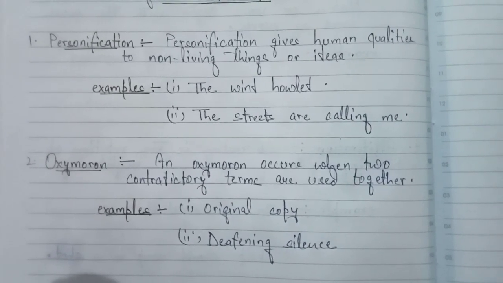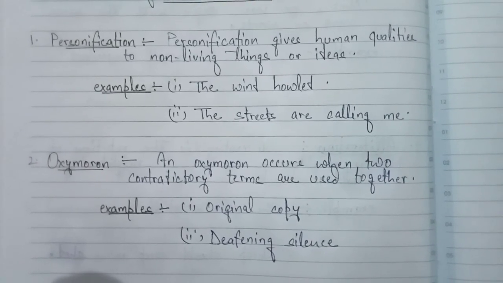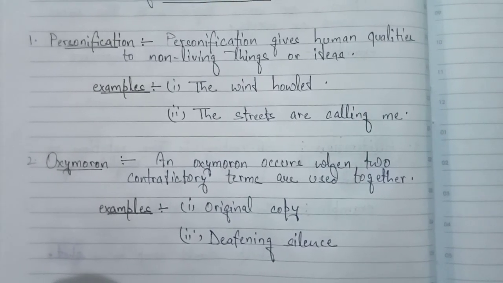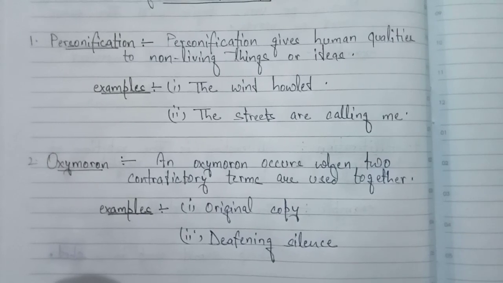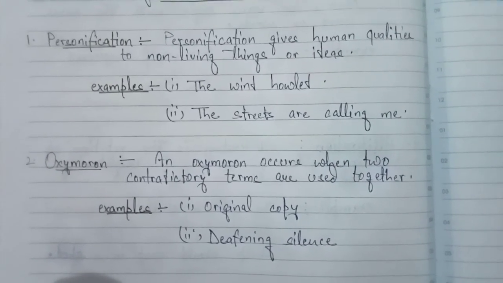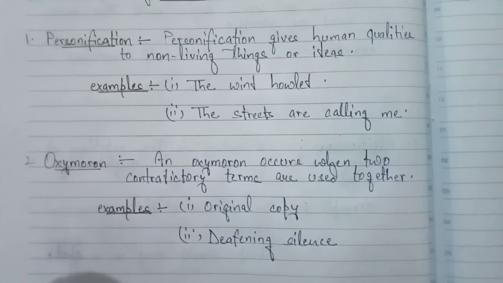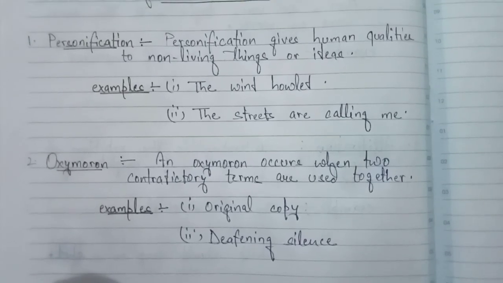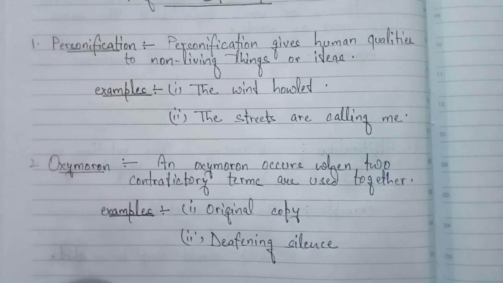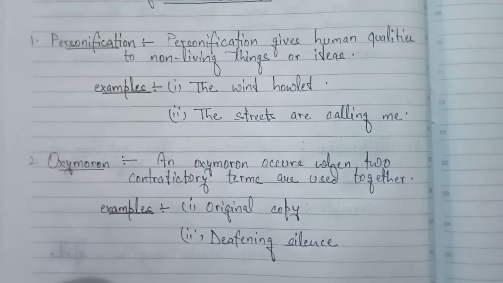Example number 1 is original, copy. Now, these two words are opposite to each other. Original means that there is no copy of a certain thing, of any particular thing, and the second word is copy, which is that there are duplicates of a particular thing. So these two words, original and copy, are used together. Hence, this is an example of oxymoron.